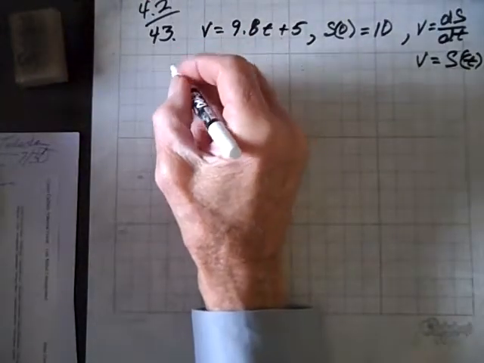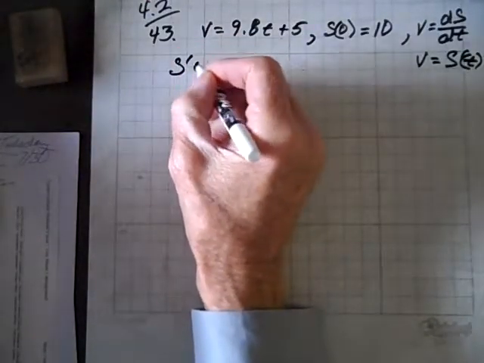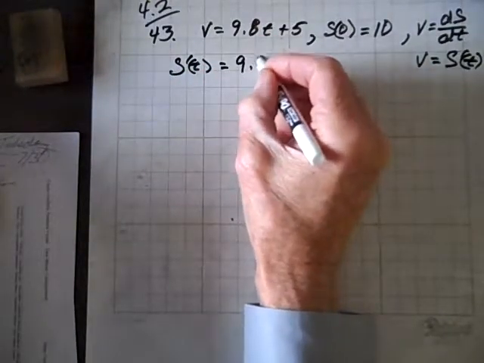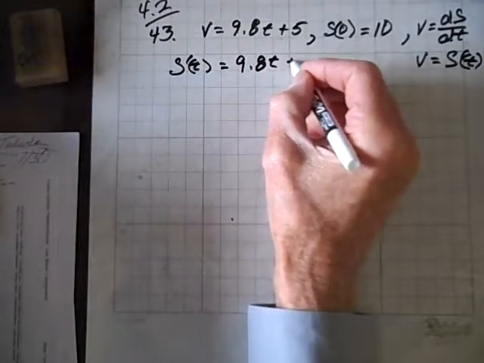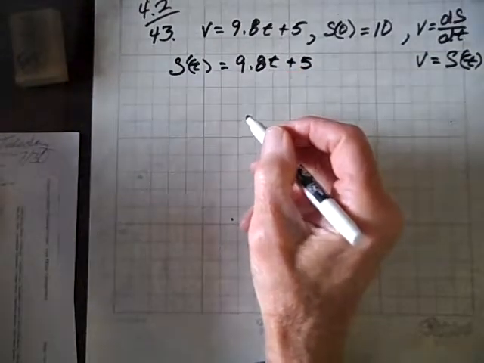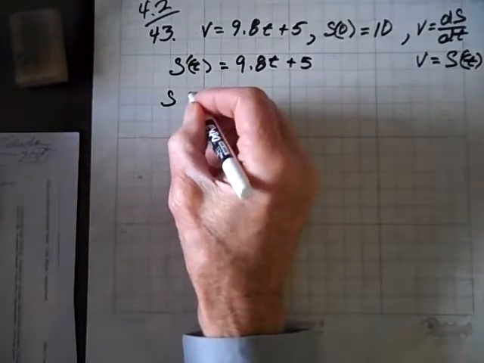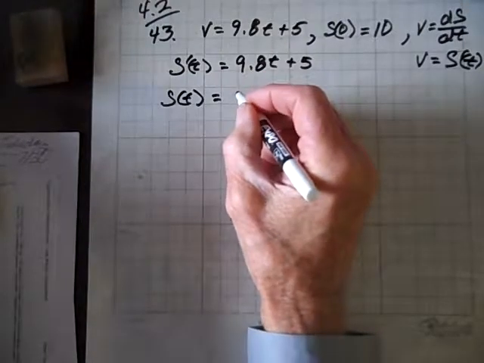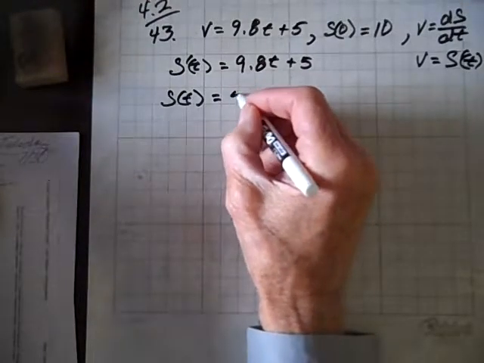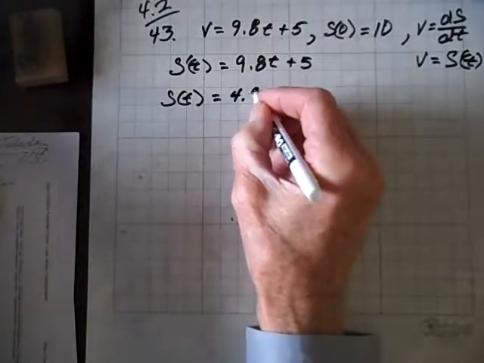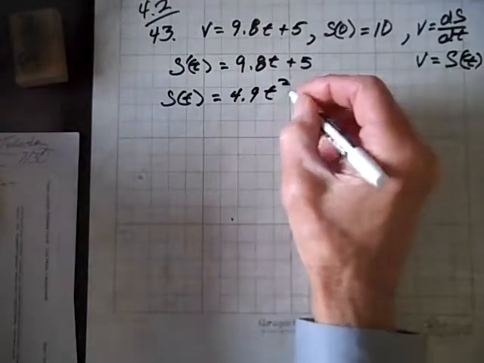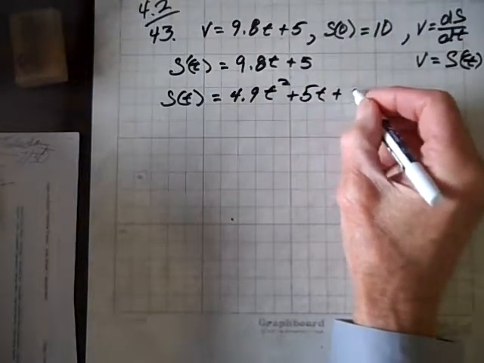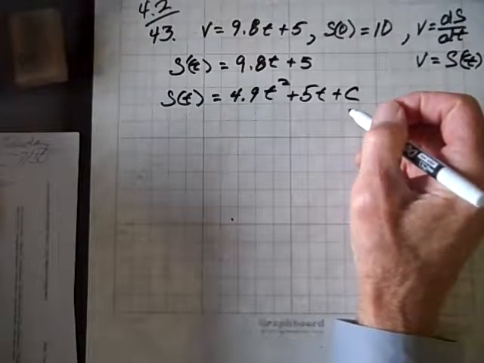So we know this, that s prime of t equals 9.8t plus 5. So therefore s of t equals 4.9t squared plus 5t plus c, some constant c.